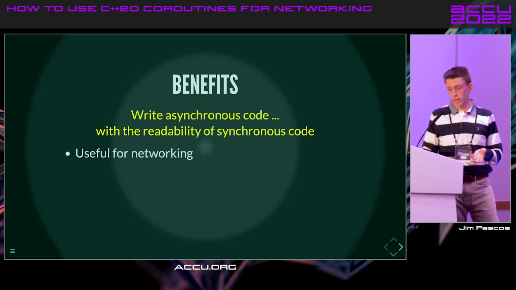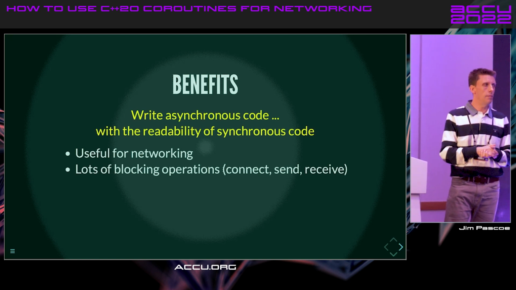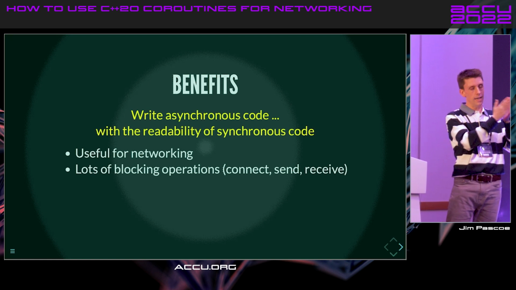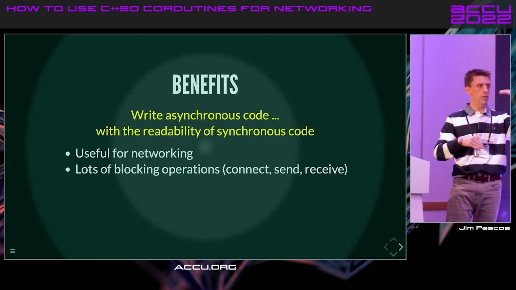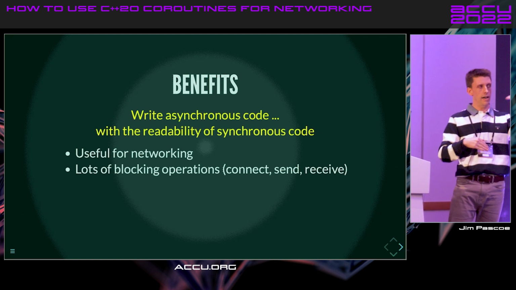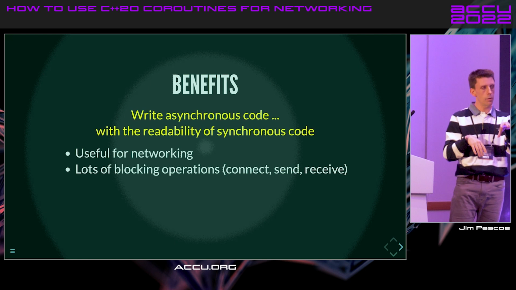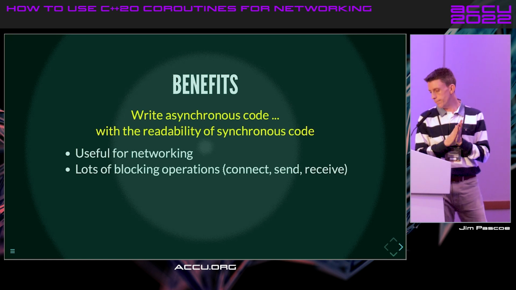Coroutines are very useful for networking. It tends to be the case that we have lots of blocking operations in networking. If you think back to the 90s, or just blocking programming, connect, send, receive, there are thousands and thousands of cycles, if not millions of cycles, between a connect happening and then a send and a receive. So obviously, if your process or your thread is blocking for that entire duration, then you're missing a trick, because in that latency window you could be doing useful work.